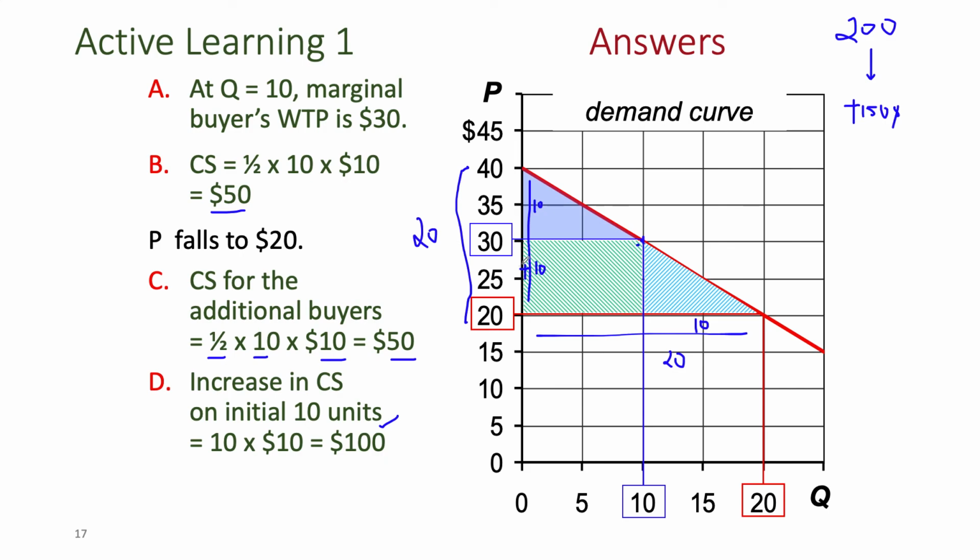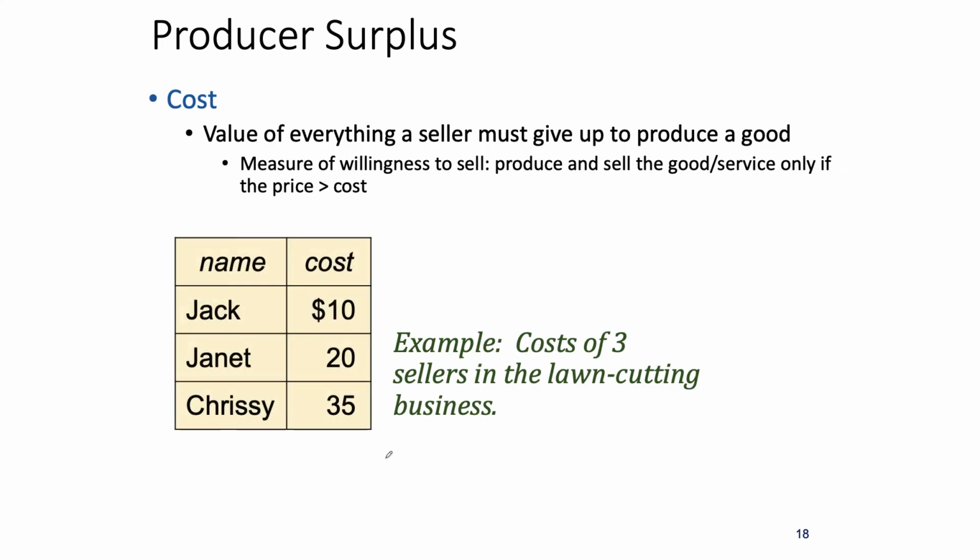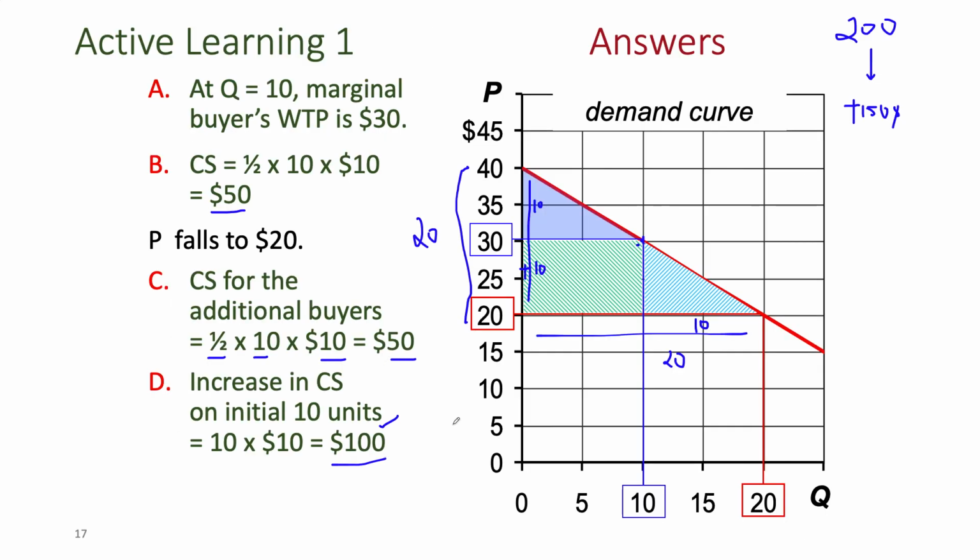So the area of this rectangle is the length times breadth. The length here is 10, the breadth here is 10, so that's 10 times 10, and that's $100. So the total consumer surplus in this market is now $200, which is an additional $150 compared to the consumer surplus when the price was higher.